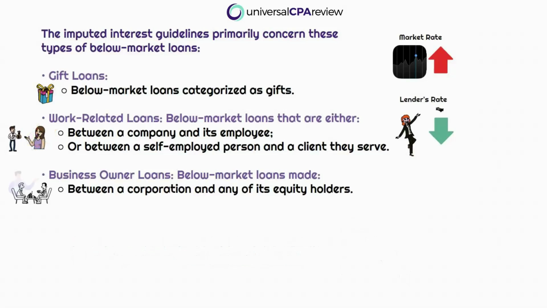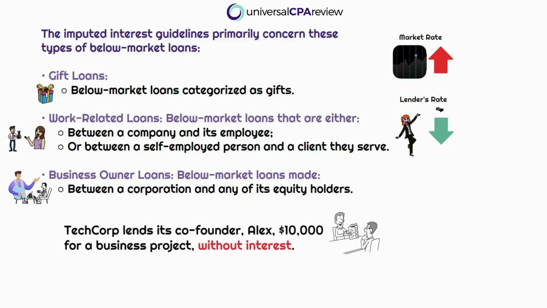All right, so let's say now that we have a business owner loan. And this is a loan made once again at below market interest rates or without any interest. And now this is typically between a corporation and one of its shareholders. So let's say that TechCorp lends its co-founder Alex $10,000 for a business project without interest. Alex commits to repaying it within a year. This interest-free arrangement between the corporation and its shareholders exemplifies a business owner loan.